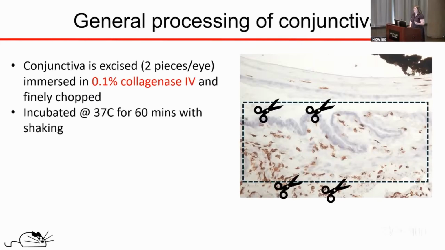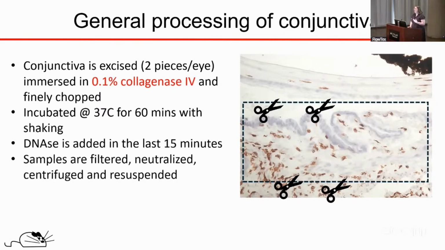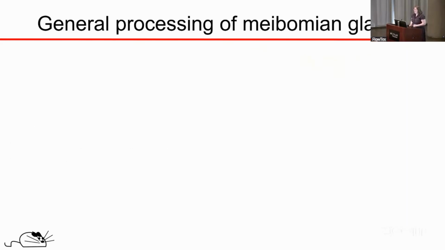We incubate it the same as with the lacrimal gland, with shaking at 37C for 60 minutes. We then add DNase in the last 15 minutes, and then it's the same as before. We filter, neutralize, centrifuge, and resuspend. Recently, we've just started doing meibomian glands, and these have proved particularly tricky because they're so sticky.